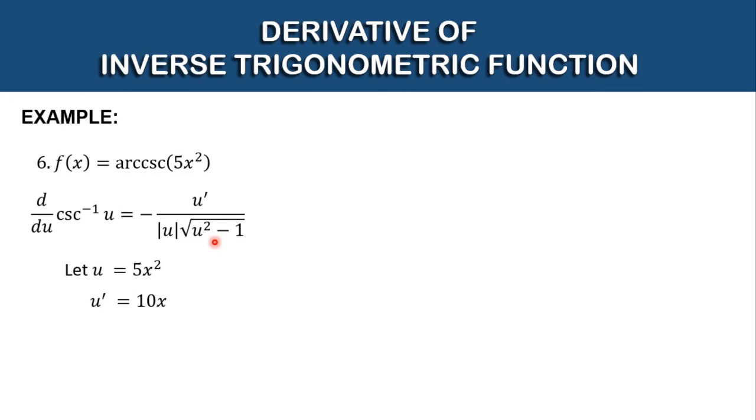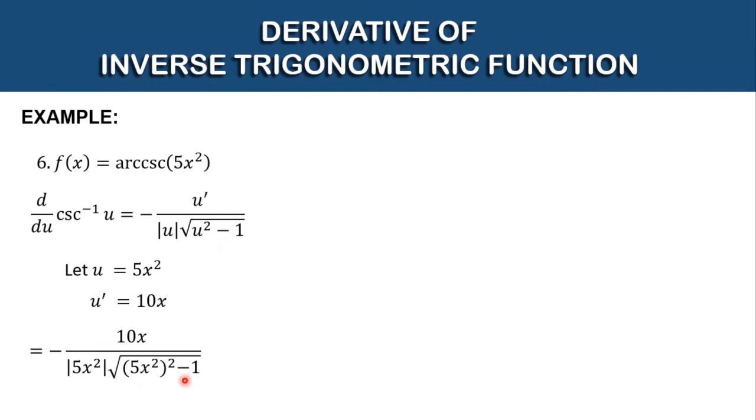Then, after having these two values, isa-substitute natin sila dun sa ating formula. And by substitution, we are going to have 10x dun sa ating u prime. Kasi ito yung u prime natin, 10x. So, don't forget the negative sign. Then, in our denominator, we have the absolute value of 5x squared. Yun yung absolute value of u natin, where u is equal to 5x squared. So, kaya meron tayo nito. Then, times square root of u squared. Since u is 5x squared also, so we have the square of 5x squared minus 1.